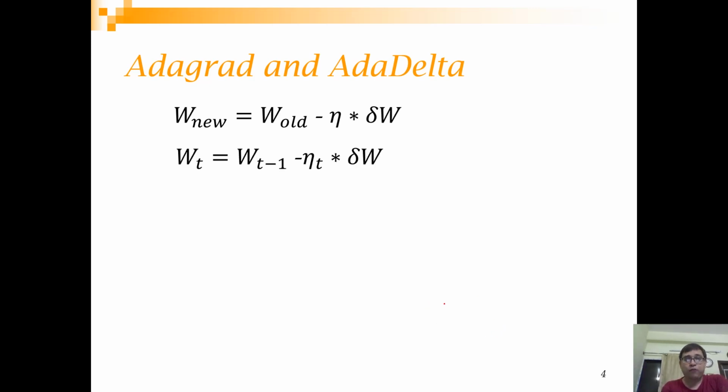And now for generalization, instead of using new and old, we are using iteration. So for the tth iteration the parameter value, we are using the t minus 1 iteration value. And as we were saying, now we are not using a constant fixed learning rate, but from iteration to iteration, this learning rate will change. How will this change? It will again change based on the derivatives.